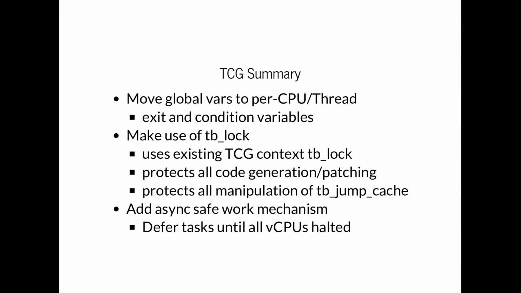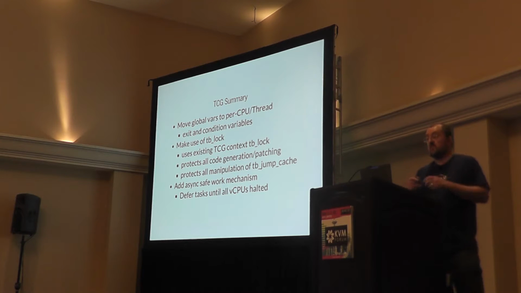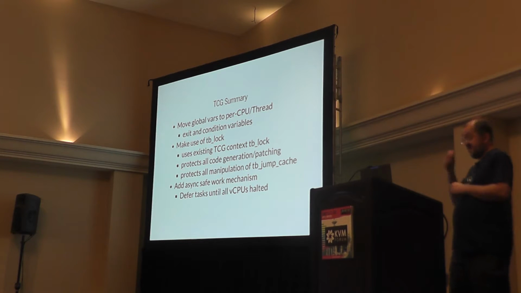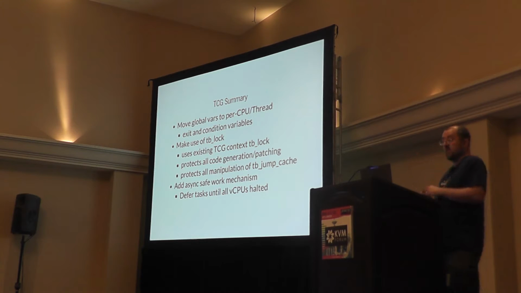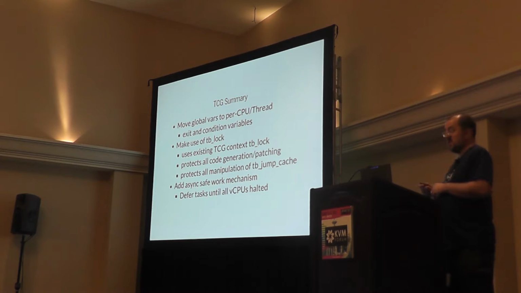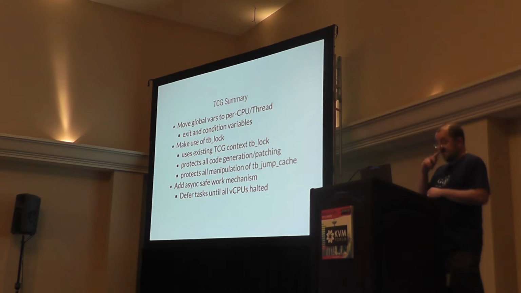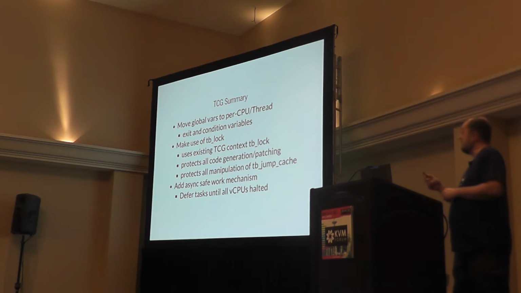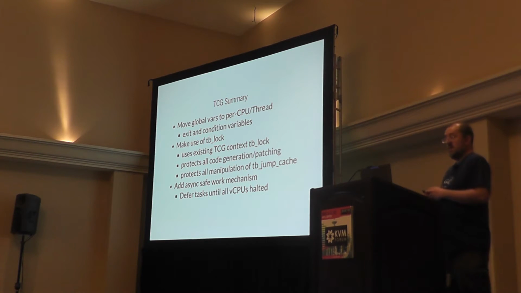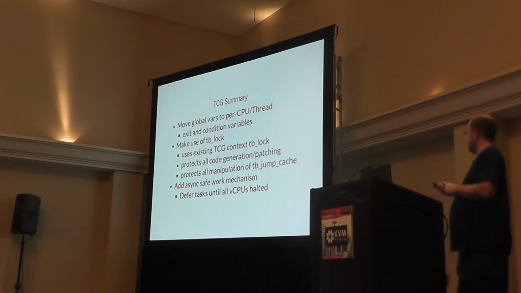So in summary, for the TCG, we've moved some of the variables into per CPU structures. The translation lock is used to protect all the code generation and changes to the various runtime state. And finally, there's a new safe work mechanism which can be used for work that needs all the vCPUs to stop while changes are made.